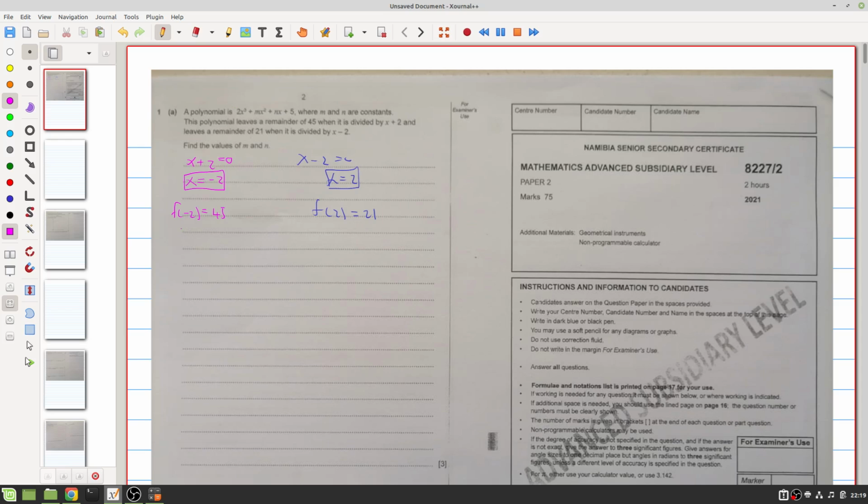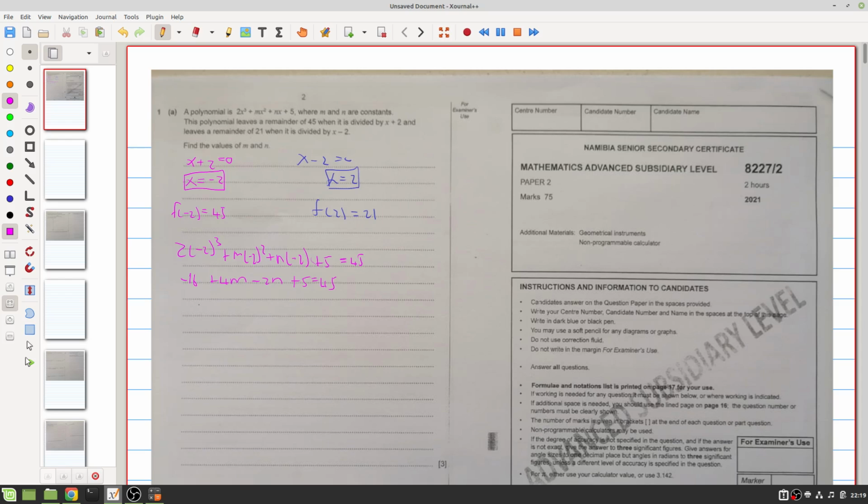Okay, so if we substitute x with -2, then we get 2 times -2 cubed plus m times -2 squared plus n times -2 plus 5. So substituting in -2, we get a remainder of 45. Okay, let's simplify this a little bit. So -2 cubed is -8 times 2 is -16. Here, -2 squared is 4, so that gives us 4m. -2 times n is -2n. And then plus 5 equals 45.